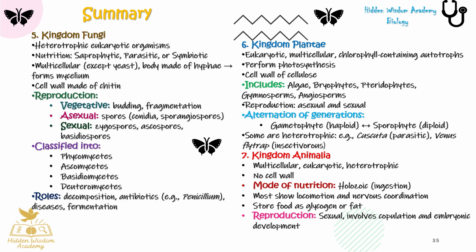5. Kingdom Fungi. Heterotrophic eukaryotic organisms. Nutrition: saprophytic, parasitic, or symbiotic. They are multicellular, except yeast. Body is made of hyphae which form mycelium. Cell wall is made of chitin. Reproduction. Vegetative: budding, fragmentation. Asexual: by spores, conidia, sporangiospores.